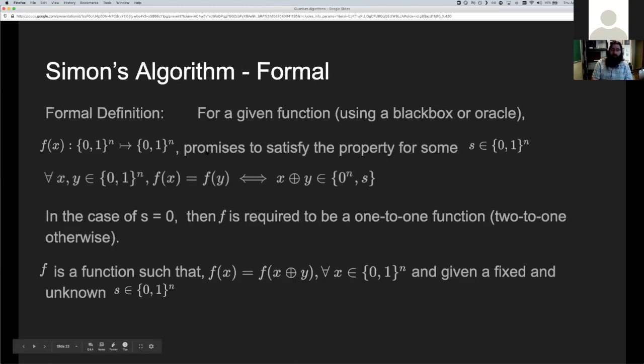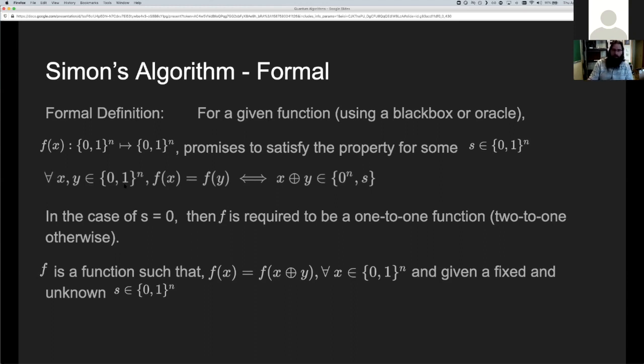So a formal definition is, for a given function using a black box or oracle, we have some function f(x) that maps {0,1}^n to {0,1}^n, and we promise it satisfies a property for some s in {0,1}^n: for all x and y in {0,1}^n, f(x) = f(y) if and only if x ⊕ y is in {0^n, s}. In the case where s is 0, our function is actually a 1-to-1 function. Any other s value is a 2-to-1 function. And that's where it gets more interesting.